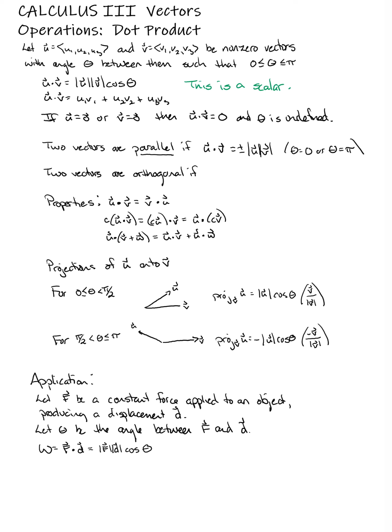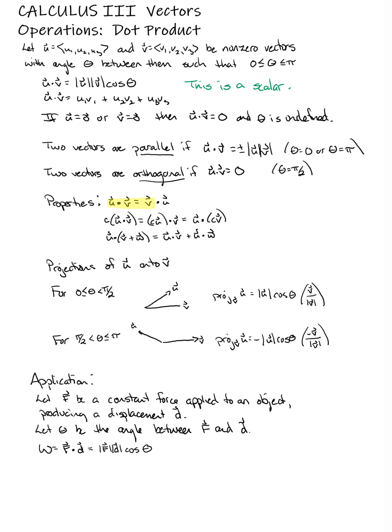Two vectors are considered to be orthogonal, which is another way of saying vectors are perpendicular, if their dot product, u dot v, is equal to 0. And this only happens when the angle between them is pi over 2, because in this case, the cosine of the angle is 0. That's how we get the 0 for the dot product. Again, this happens when the angle between them is pi over 2. And again, that's what it means for two vectors to be orthogonal, that the angle between them is pi over 2. We do have a few properties.